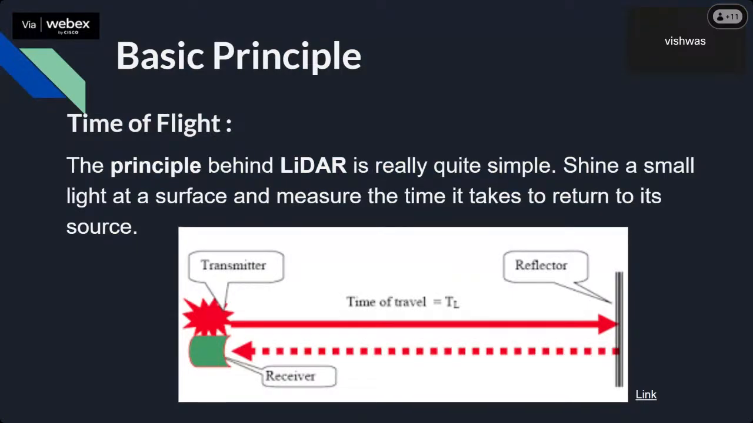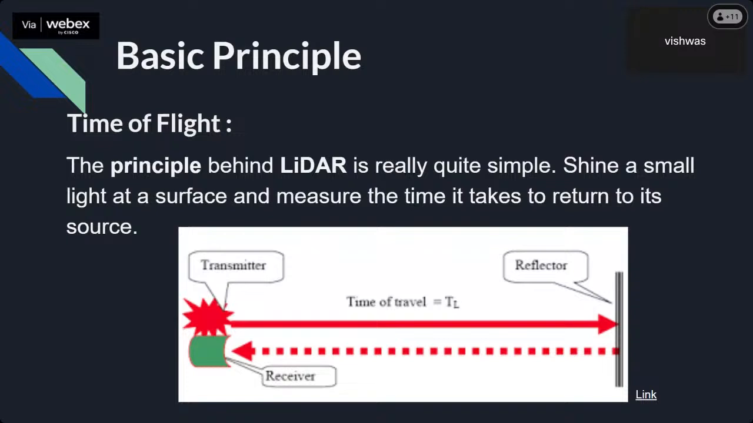So the basic principle is time of flight. What is time of flight? One pulse of light is sent in one direction, and when it hits any object, based on its color or property, it will send some of the reflected light back. If it is white, it will send most of the light back, and if it is black, it will absorb most of the light, and some of the light will be reflected. The reflected light will be captured by the receiver, which is along with the LiDAR transmitter itself.